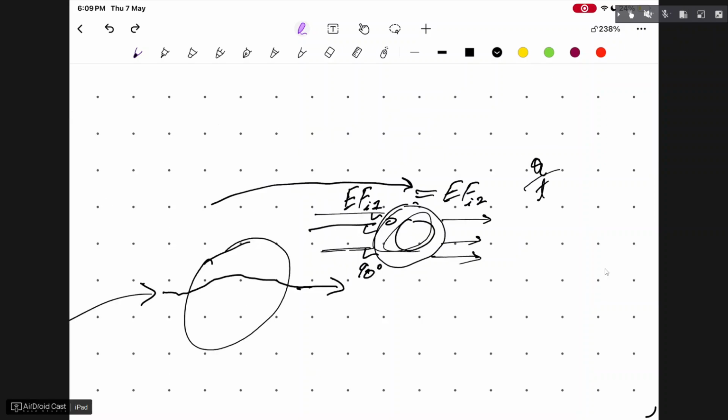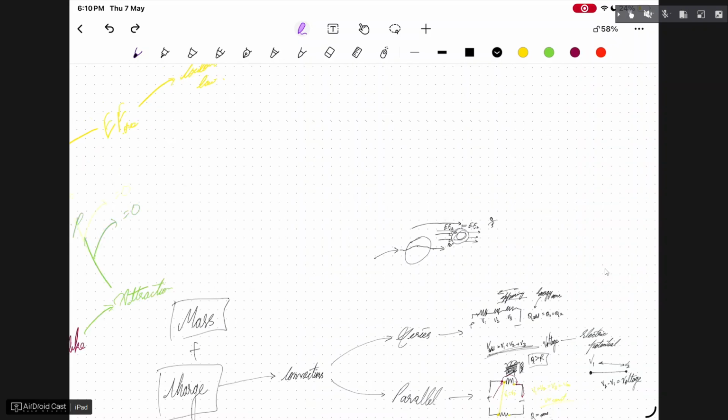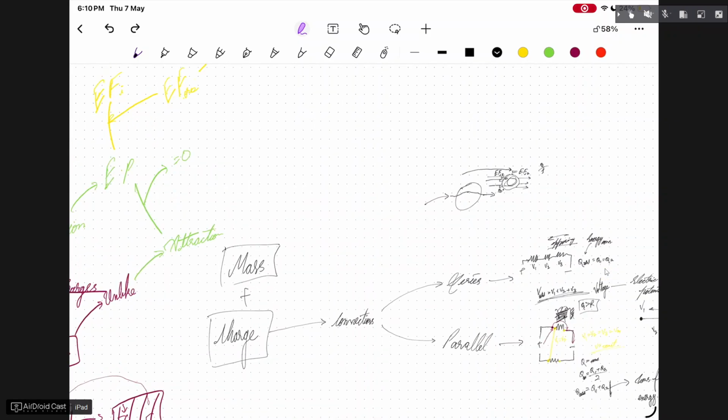Now here the electric field will be different because it's conducting, right? If there is a change in material, then there is a change in space. If there is a change in space, then that means the field will be different. So now we know what these two are.